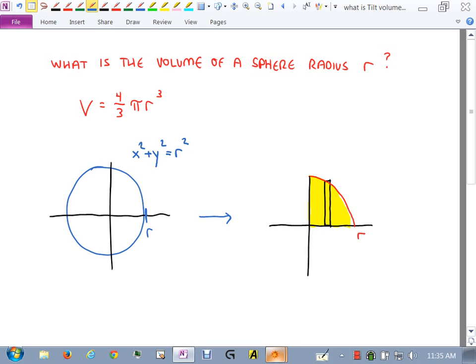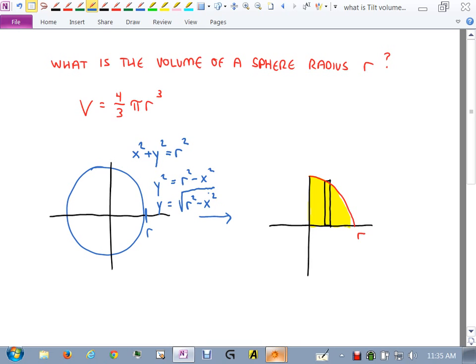Can you solve that for y? Yes. So let's try. Y squared equals r squared minus x squared, right? And then finally solve for y, take the square root. Now I should do plus or minus, shouldn't I? But because I'm only looking at the top half, I'm only going to take the positive square root, and that would give me the top half of the circle.